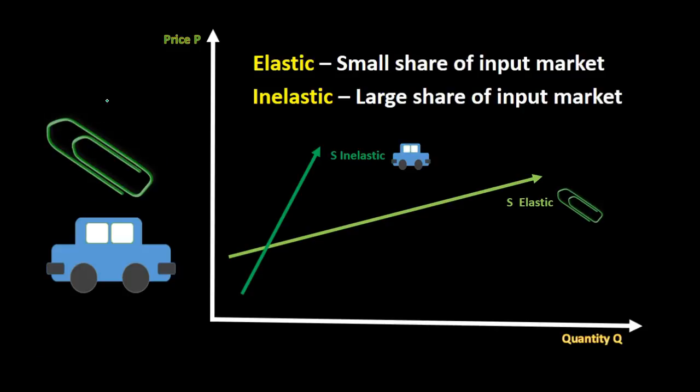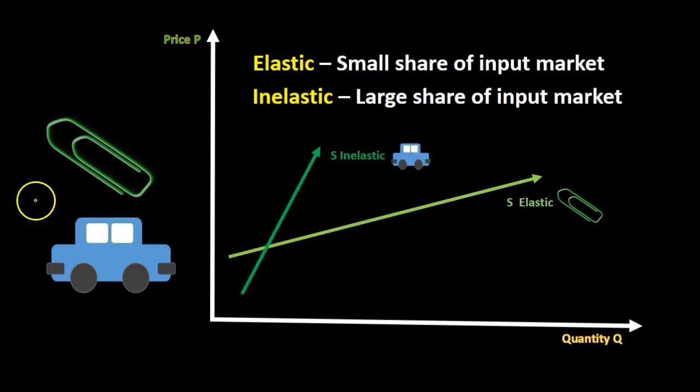Next factor affecting elasticity will be if it's elastic, we're going to have a small share of the input market versus inelastic, a large share of the input market. What that means, if we're talking about something like paper clips, if the price of paper clips goes up and we need to produce more of them, the steel that it takes to put into the paperclip is relatively small compared to the entire steel market. Therefore, when we start to increase the production of paperclips, probably not going to increase the price of steel. The input price is probably not going to be impacted.